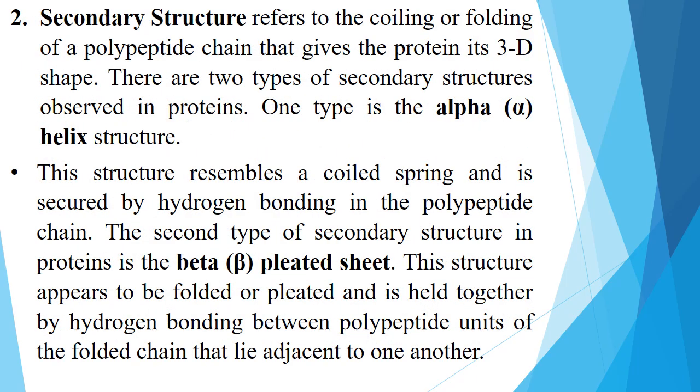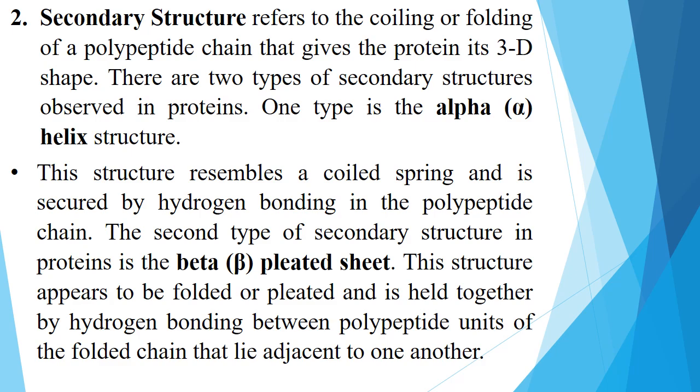Next, the secondary structure refers to the coiling or folding of a polypeptide chain that gives the protein its 3D shape. There are two types of secondary structures observed in proteins. One type is the alpha helix structure. This structure resembles a coiled spring and is secured by hydrogen bonding in the polypeptide chain.